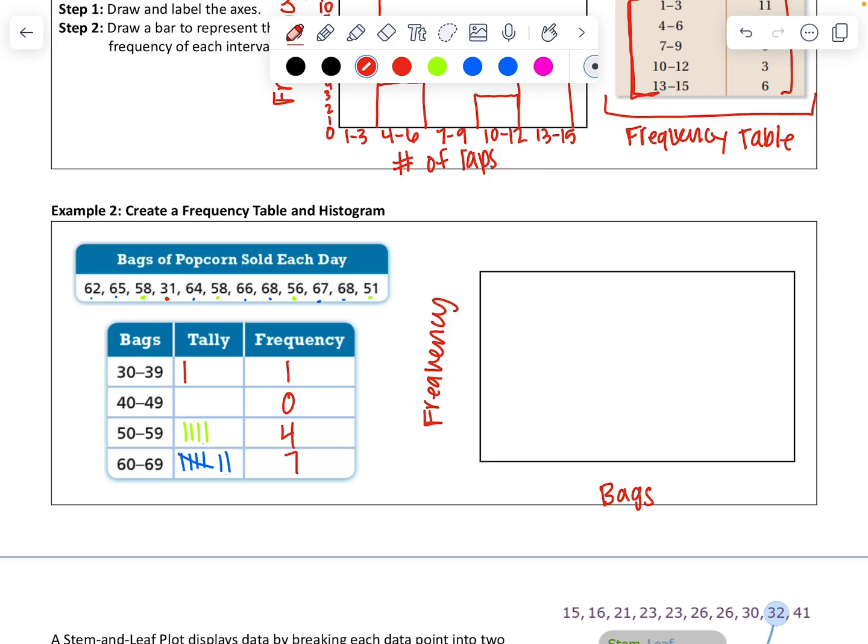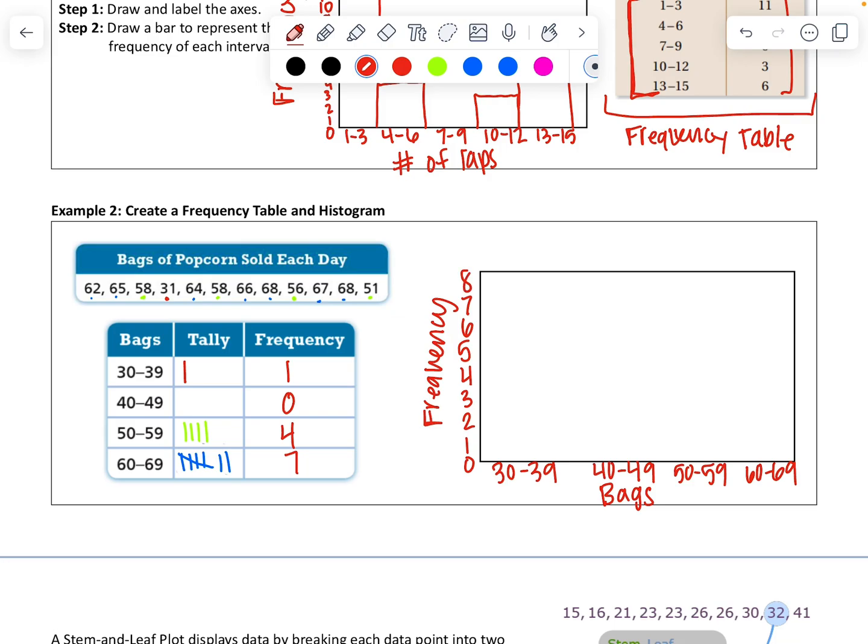All right. So to do this, we got to start writing our x-axis, our labels for bags. So we would have 30 to 39, 40 to 49, 50 to 59, and 60 to 69. Okay. So for 30 to 39, well, I got to do this side. So we noticed our frequencies go up to 7. So I need to label it up to 7. So start with 0, then we have 1, 2, 3, 4, 5, 6, 7.